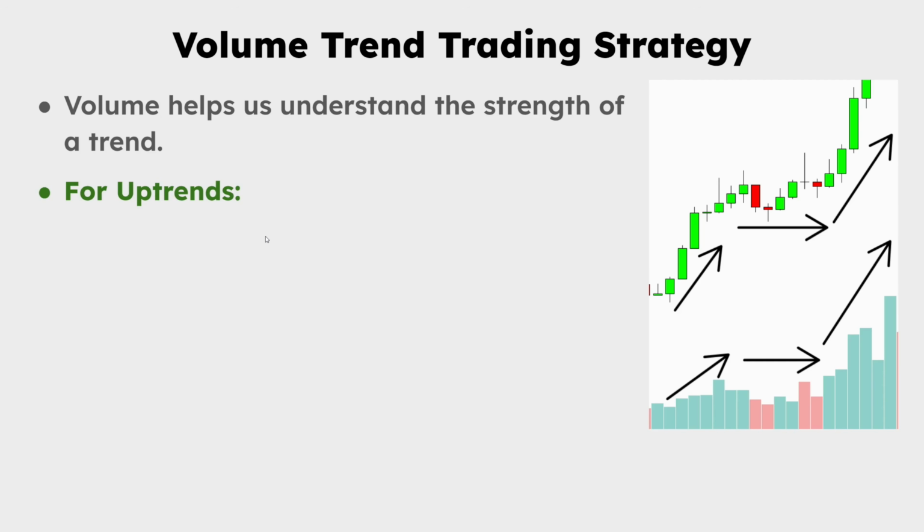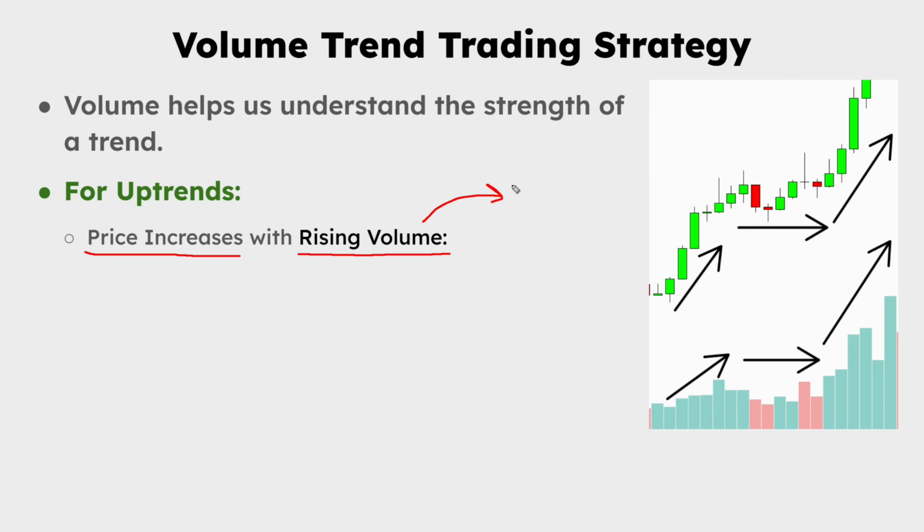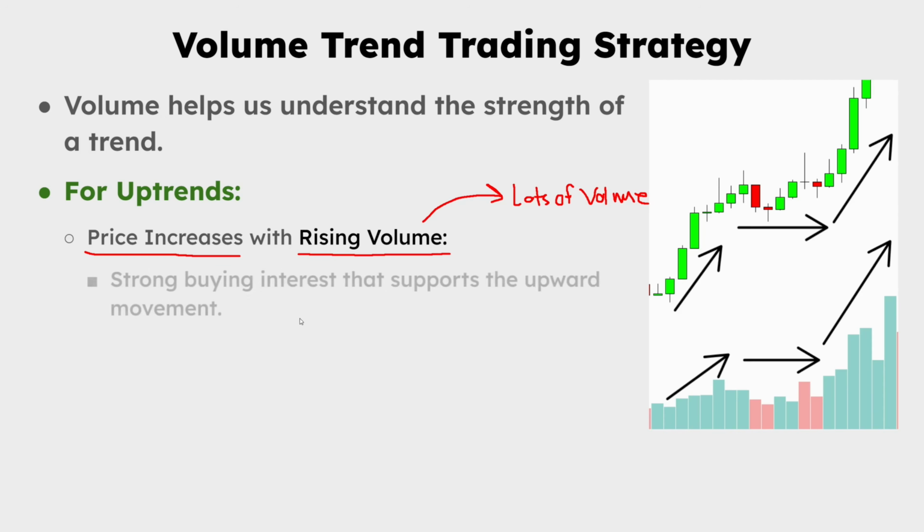And let's begin here by taking a look at uptrends. So for uptrends, one thing we're looking out for here is that we want to see price increases with rising volume, or it doesn't really have to be rising volume, but we want to see lots of volume, right? We want to see strong buying interest when the price goes up. So in other words, we want to see strong buying interest that supports the upwards movement, right?